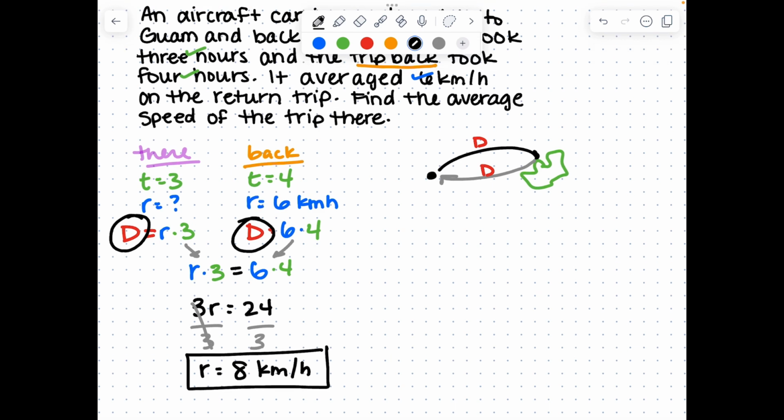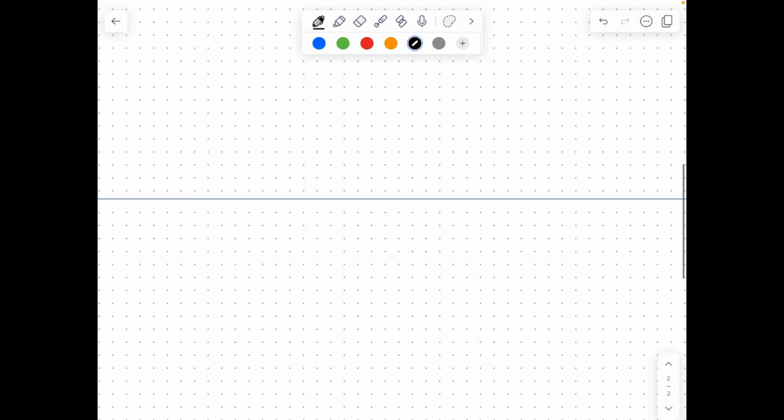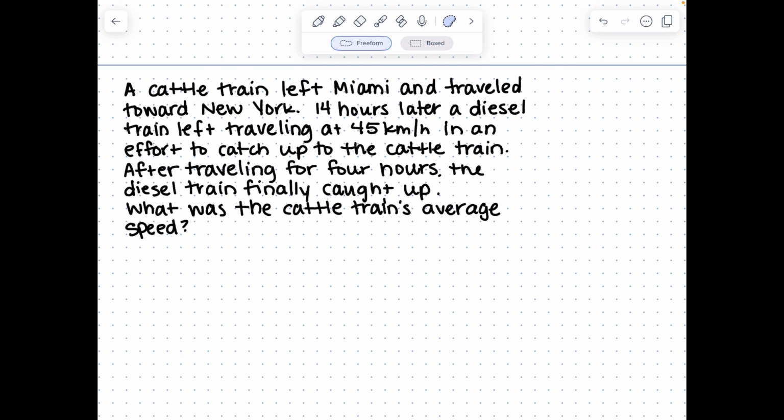Now we're going to look at a little more complicated one, but we're going to use the same kind of idea on analyzing the problem and seeing how we can put it together. Here we have one of the classic algebra train problems that everyone loves to make fun of. We have a cattle train leaving Miami traveling towards New York. 14 hours later, a diesel train left traveling at 45 kilometers per hour in an effort to catch up to the cattle train. After traveling for 4 hours, the diesel train finally caught up. What was the cattle train's average speed?